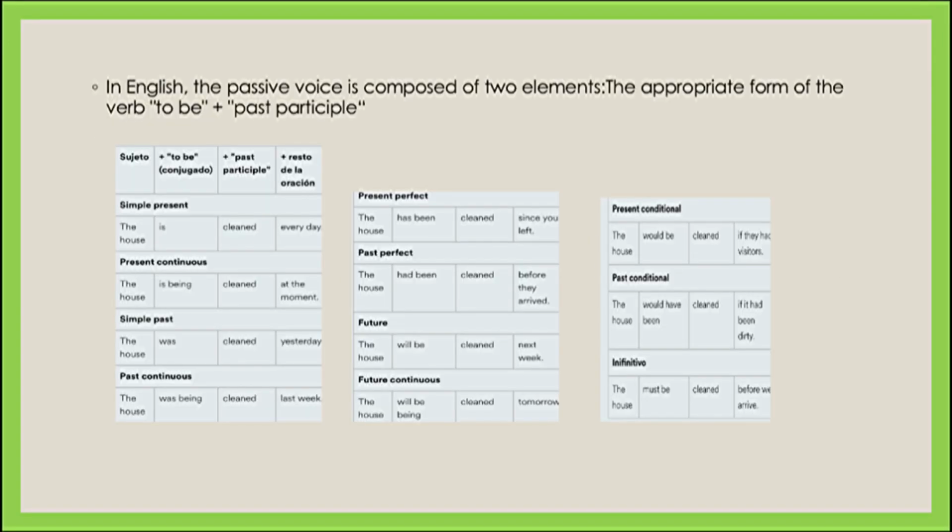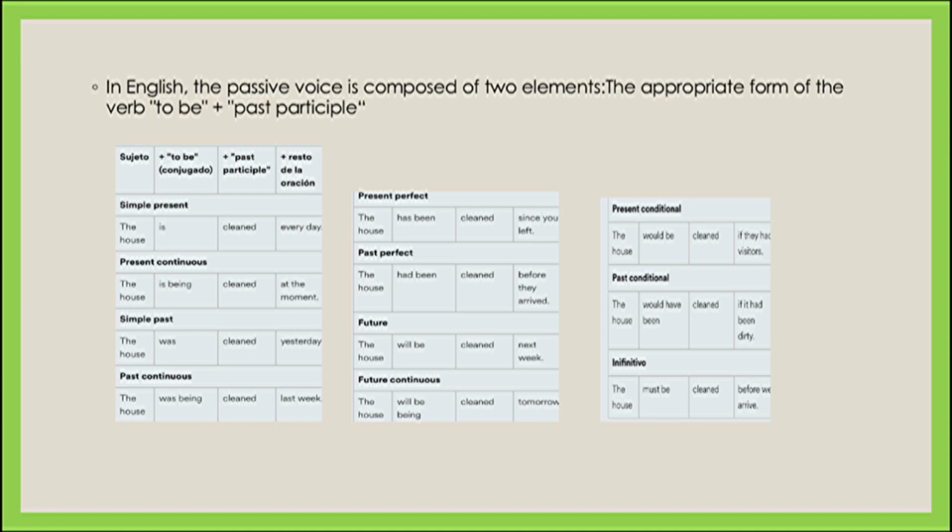In English, the passive voice is composed of two elements: the appropriate form of the verb to be plus past participle. Here is the example: subject plus verb to be plus past participle plus the rest.